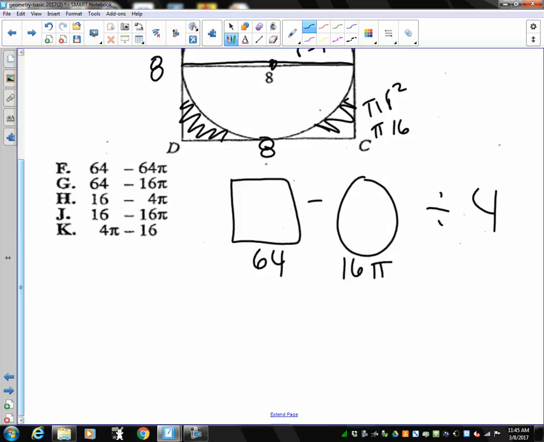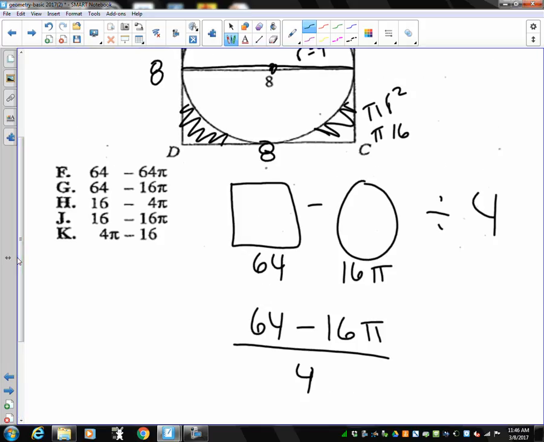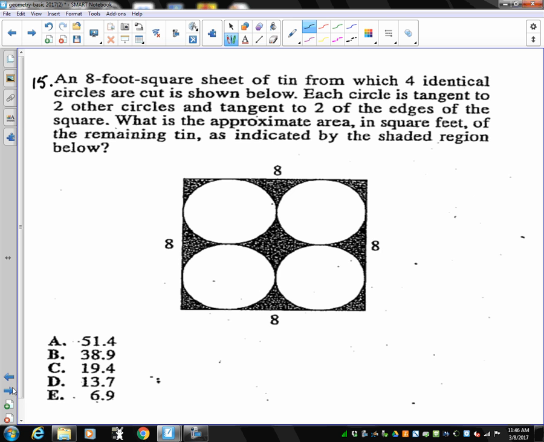So the area of those 4 corners would be 64 minus 16 pi, but then if I only want one of them, then all I have to do is just take all that and just divide by 4. So we can reduce out by a 4 right here. 64 divided by 4 is 16, and 16 pi divided by 4 would be 4 pi. So we get 16 minus 4 pi, which was H there.